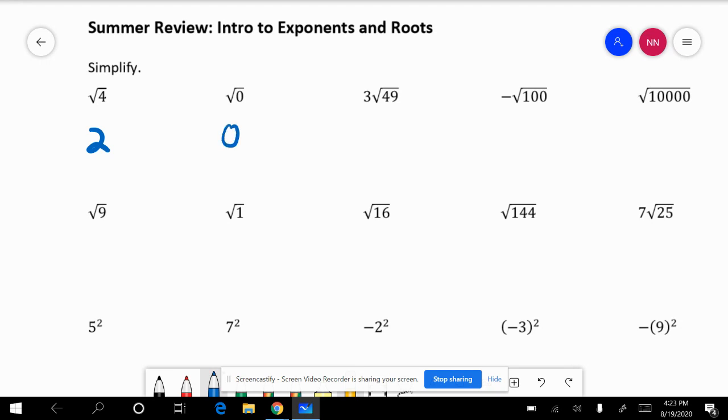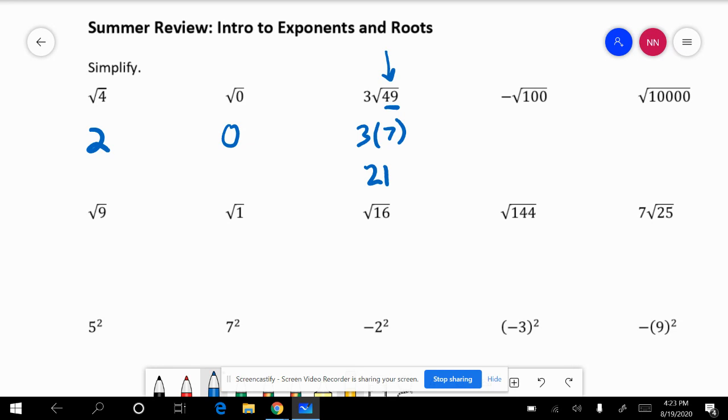For the third one, we're trying to figure out the square root of 49. So what number times itself gives us 49? And that would be 7. What we have is a 3 in front of it. So we have 3 times 7 gives us 21.